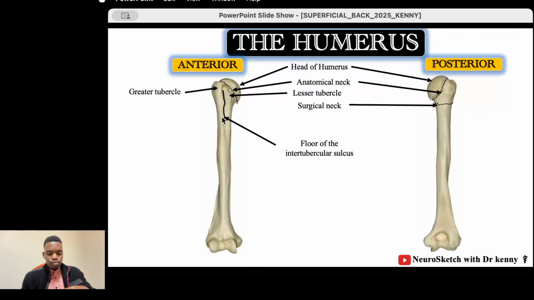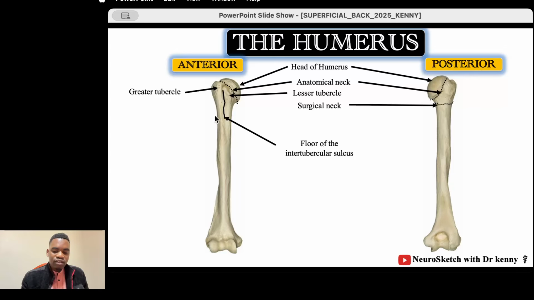It is between two bumps. It is between two bump-like elevations. One on the lateral, one on the medial, but they are bump-like elevations, so they are also called the lips. One lip, two lips. So one on the lateral and one on the medial.